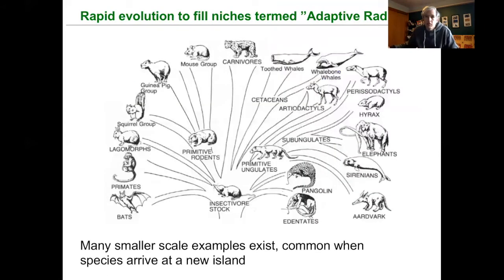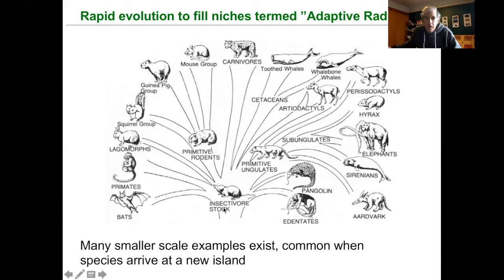And this rapid evolution to fill a whole bunch of different niches is called adaptive radiation. You start off with one particular species or one group of species. It finds itself in a new location, or something happens to its present location, which means suddenly there are lots of opportunities for it, and it radiates out into loads and loads of different species. And we call that adaptive radiation.